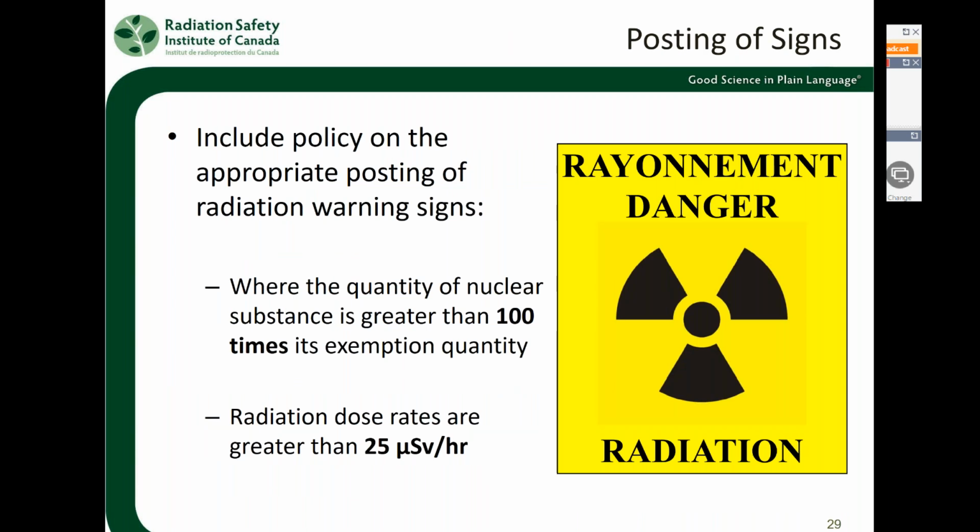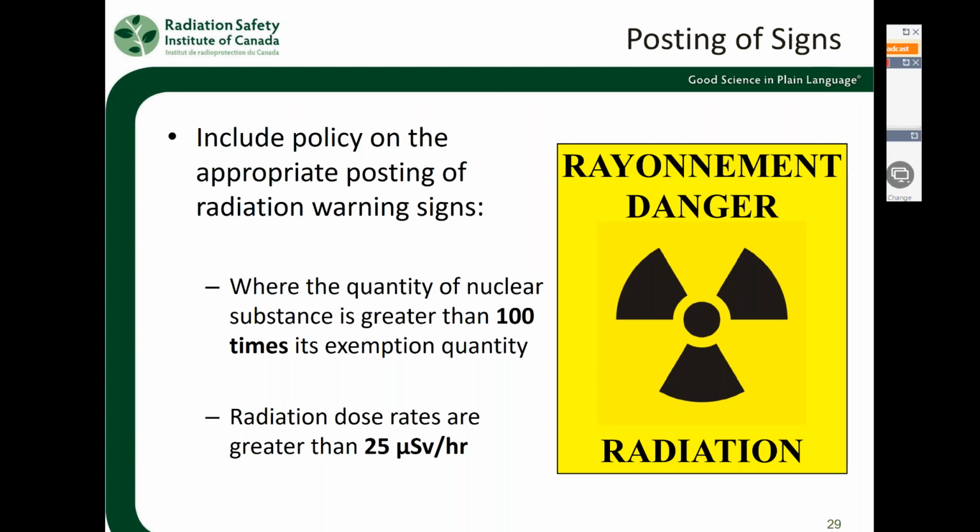You will need to be sure to post signs if necessary. So when is it necessary to post those radiation warning signs? If you've got a nuclear substance 100 times the exemption quantity or more. So where do you find this information? Well, there is a guide on radionuclides, and I'll try and pop that up momentarily, and that outlines a lot of the exemption quantities for sources, but you can look those up in the Nuclear Substances and Radiation Devices Regulations. Schedule 1 will tell you what the exemption quantities are for your sources.